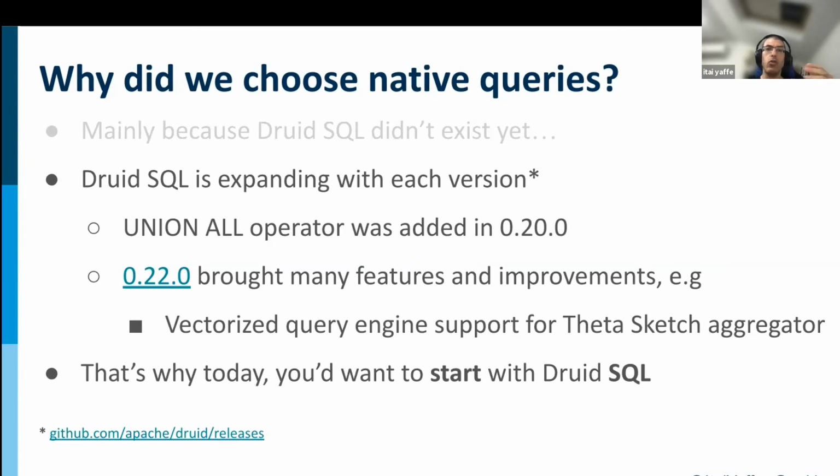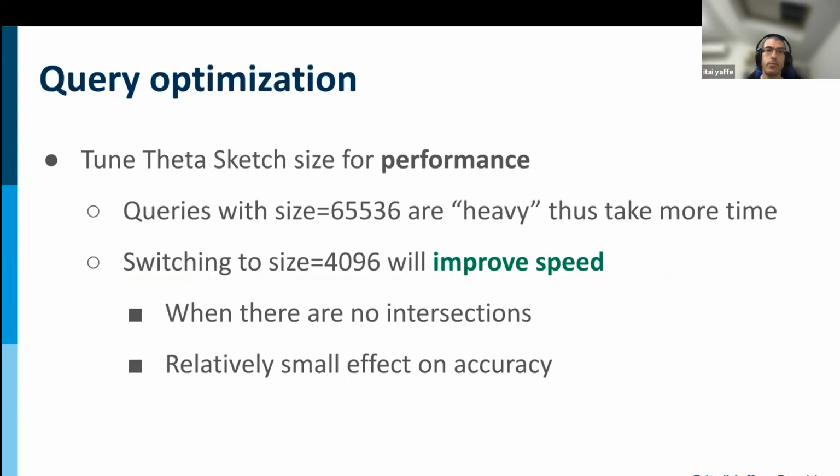For example, the union all operator was added in Druid 0.20, and the most recent Druid 0.22 brought many features and improvements, including the vectorized query engine support for DataSketch aggregator, which means DataSketch queries got a significant performance boost. That's why today, if you start with Druid, you'd want to start with Druid SQL.